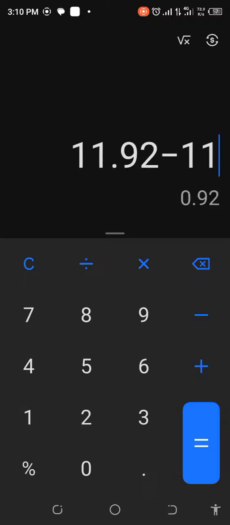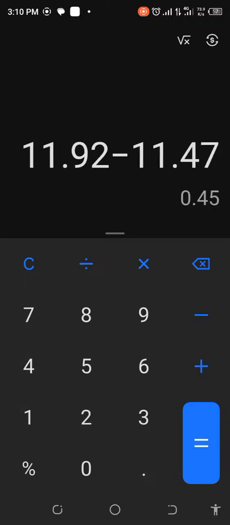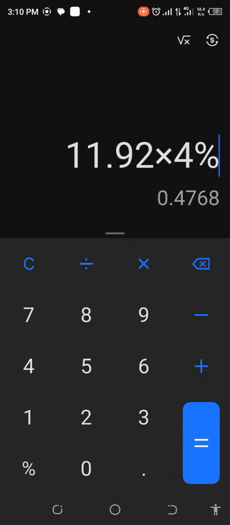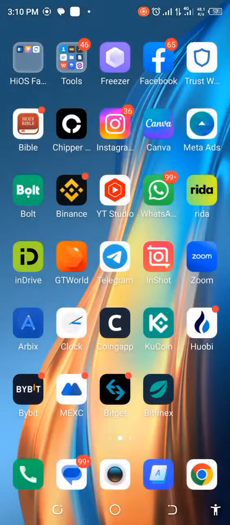So that's 11.92, and we had minus 11.47. Okay, about 45 cents. What would we call this one now? I think that's about 4%. So if I multiply, that's okay. That's about 4%, so we're just in that range. So we're kind of good. That's exactly what we have now. Let's go ahead and see what we will get in real life.